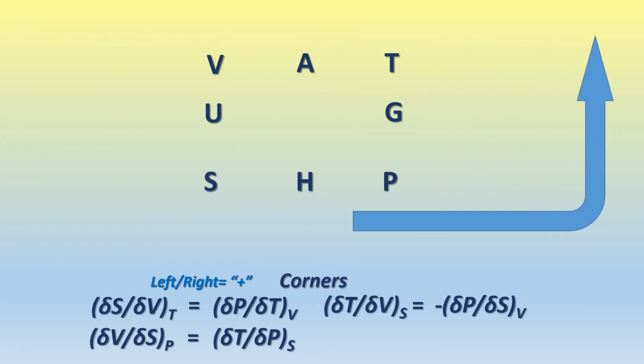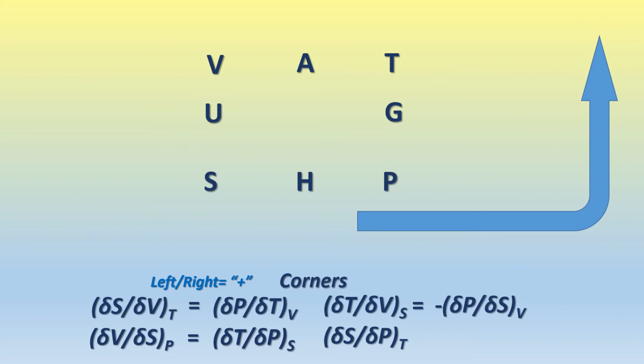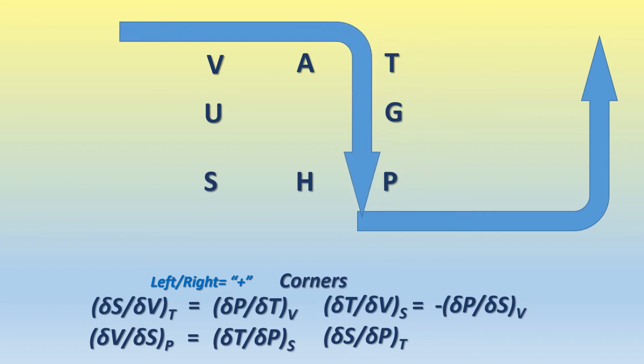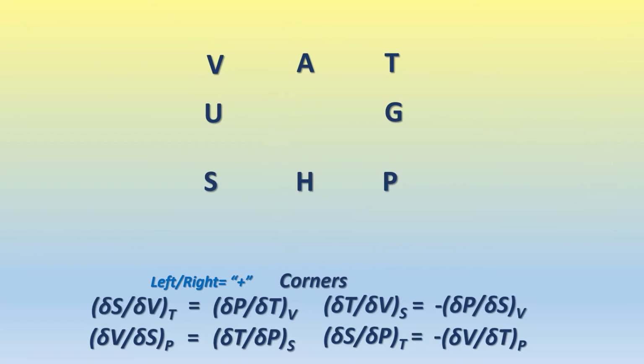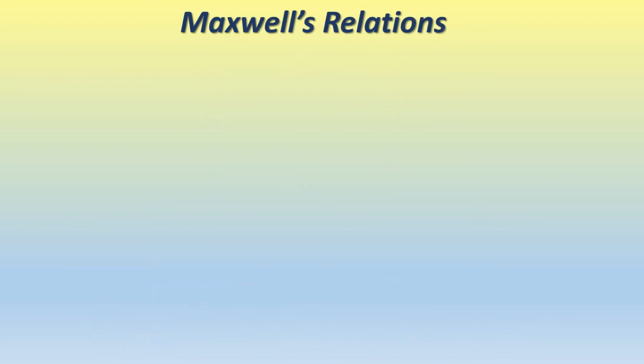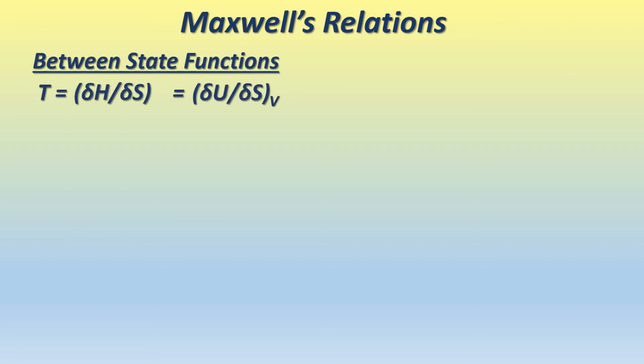Similarly, the other corner, S with respect to P at a constant T, is going to be equal to, but opposite of, V with respect to T at a constant P. So once again, if I'm taking the corner going from left to right, the sign is positive. If I'm taking it up to down, the relationship is negative. So here are all of Maxwell's relations between state functions to actually find state variables.